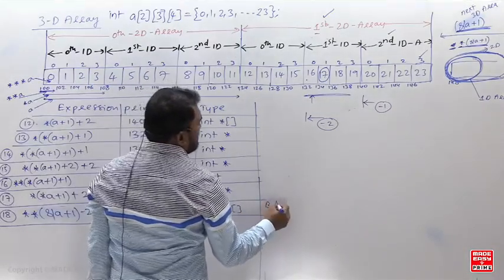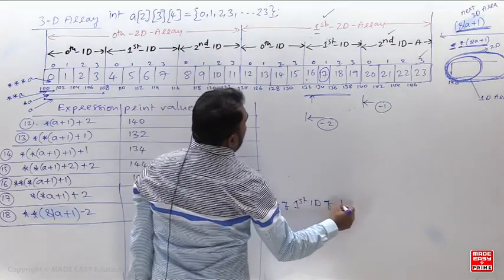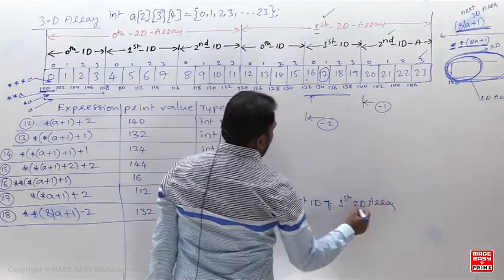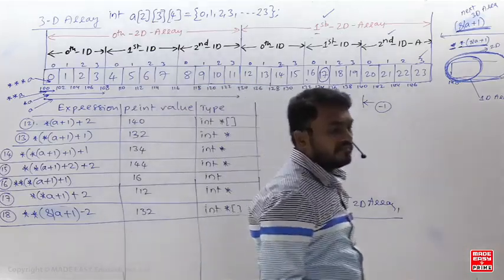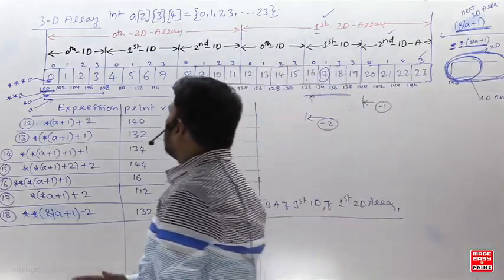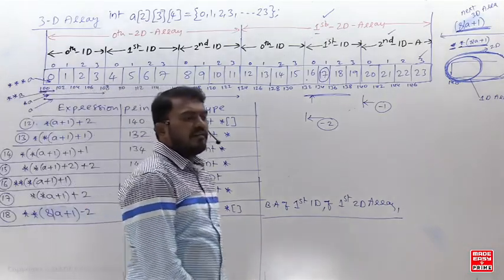Meaning: base address of the first 1D array of the first 2D array. Is this clear for everyone?